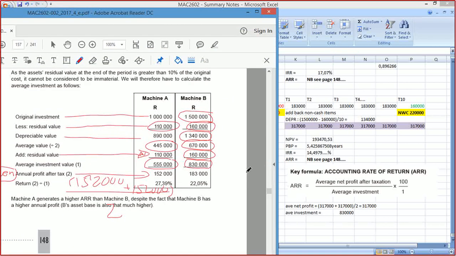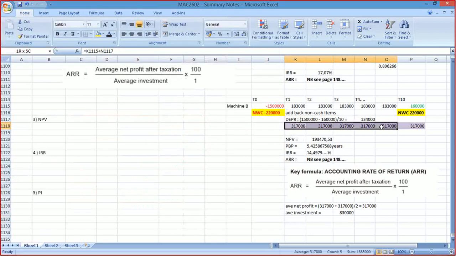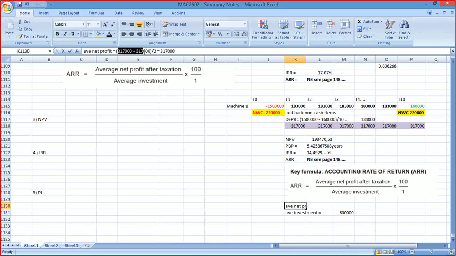If we take the 830, ooh, hold on, I've used the wrong amount here. I used the 317. It was those amounts, because that was what was given in the question. Not 317, it was 183 given in the question. 183 plus 183, divide by 2 is 183. That's better. Then 183 divided by 830 times 100 equals 22.04. Yeah, that's right. Is that alright?